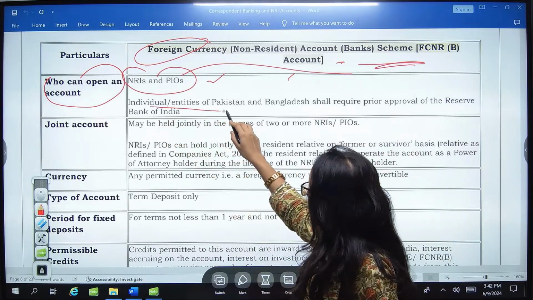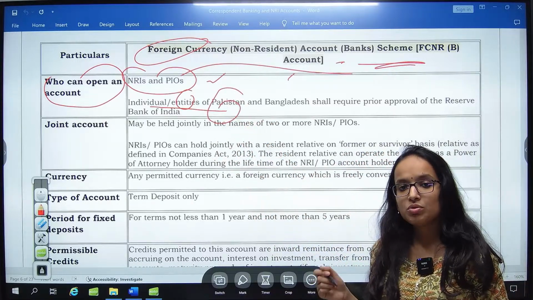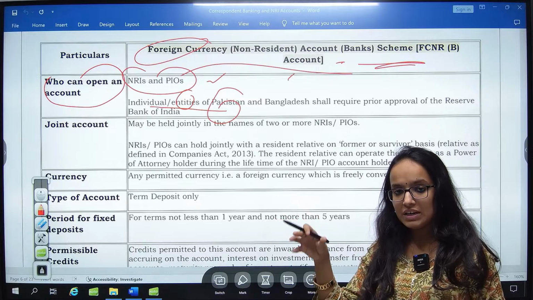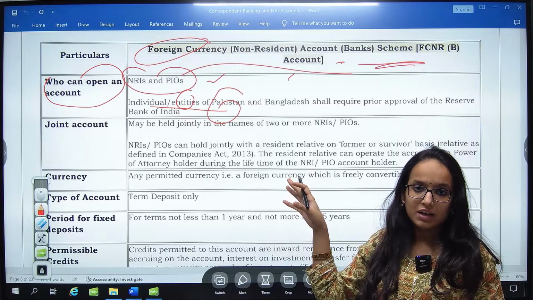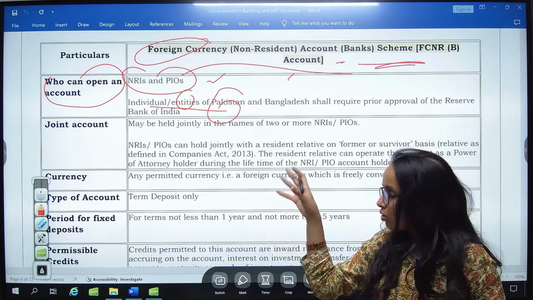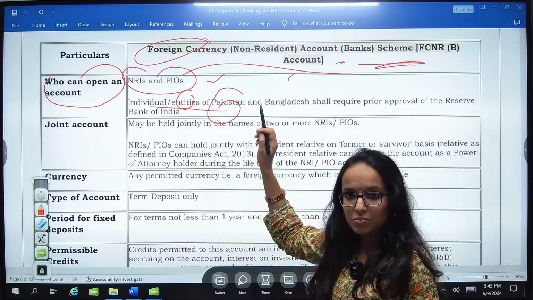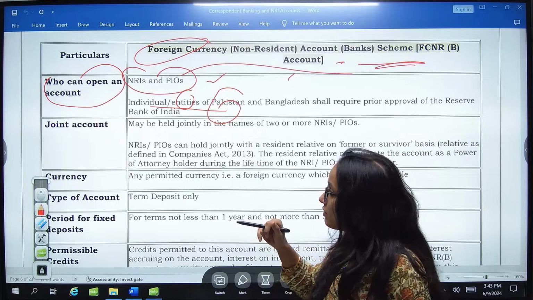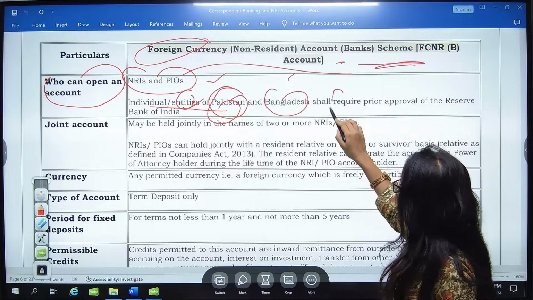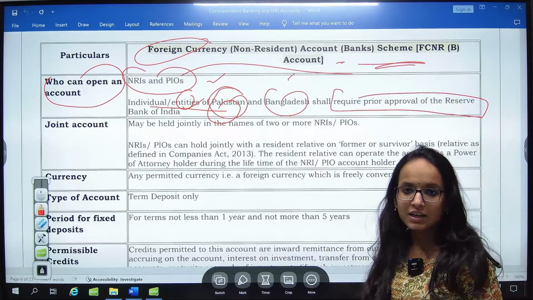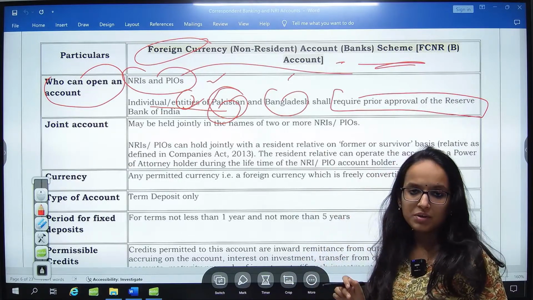Then individuals or entities of Pakistan and Bangladesh. If you are following these classes, you are able to catch this: there are specific provisions for them. They need prior approval from the RBI to open a bank account and to do these transactions. A similar provision was there in the NRE account as well. So individuals or entities of Pakistan and Bangladesh shall require prior approval of RBI to open an FCNRB account.